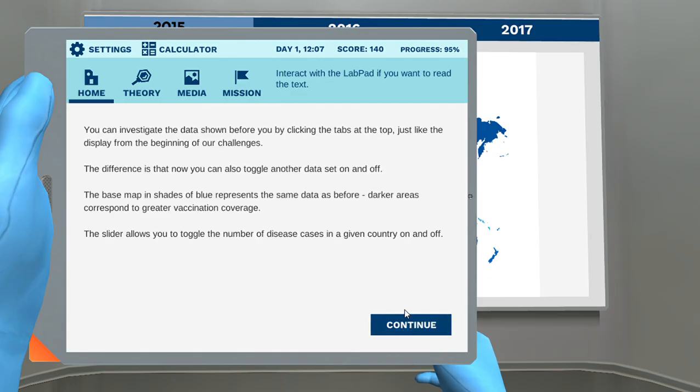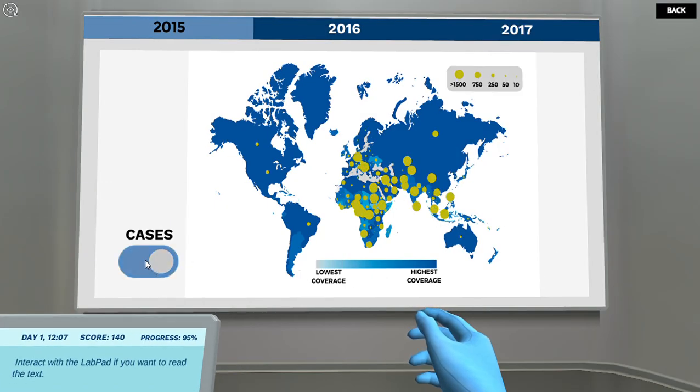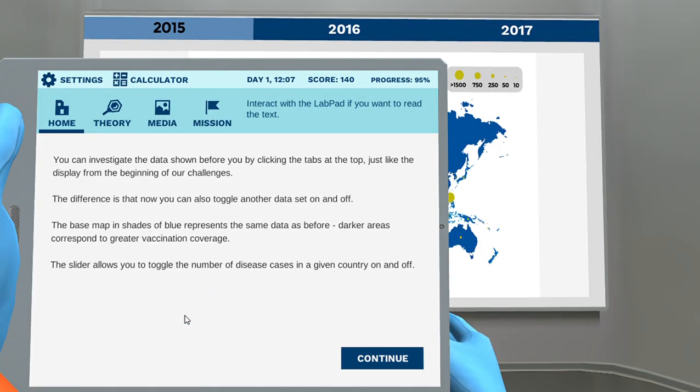You can investigate the data shown before you by clicking the tabs at the top, just like the display from the beginning of our challenges. The difference is that now you can also toggle another data set on and off. The base map in shades of blue represents the same data as before. Darker areas correspond to greater vaccination coverage. The slider allows you to toggle the number of disease cases in a given country on and off.